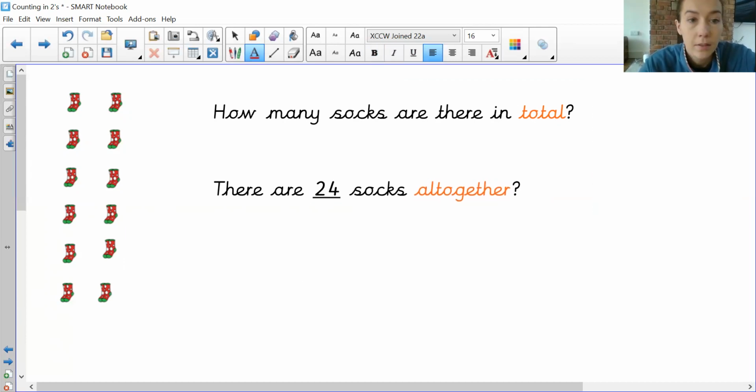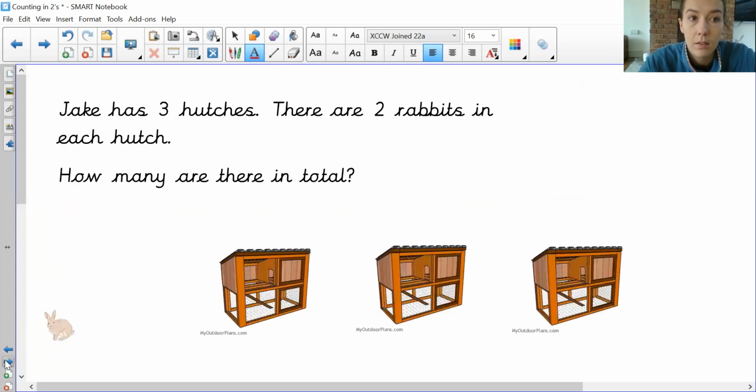There we go. Right. Now this one. So this one takes a little bit of reading to understand what the question is actually asking. So it says, Jake has 3 hutches. There are 2 rabbits in each hutch. How many are there in total? So how many rabbits are there going to be in total if there are 2 in each hutch? Difficult to say. So I've copied some hutches on the bottom. I've also got my rabbit.